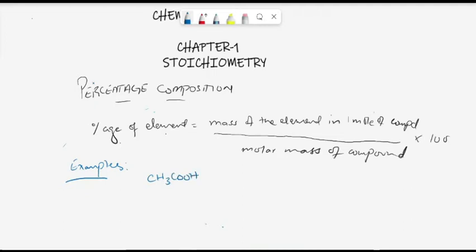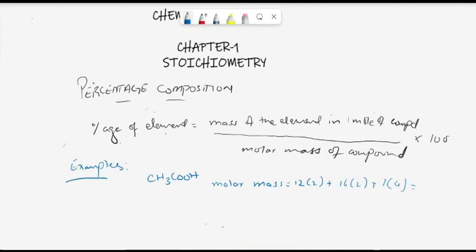If we have acetic acid, now acetic acid has three different types of elements, that is carbon, hydrogen, and oxygen. First, you have to calculate the molar mass of acetic acid. So molar mass is equal to, how many carbons are there? There are two carbons, so 12 into 2 plus there are two oxygens, so 16 into 2 plus there are four hydrogens, so 1 into 4.